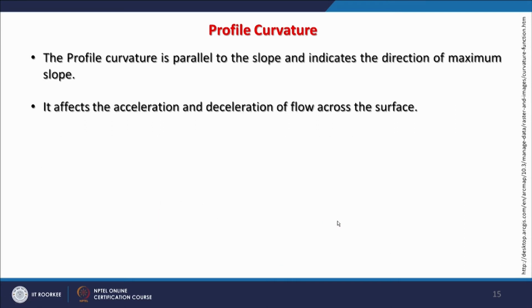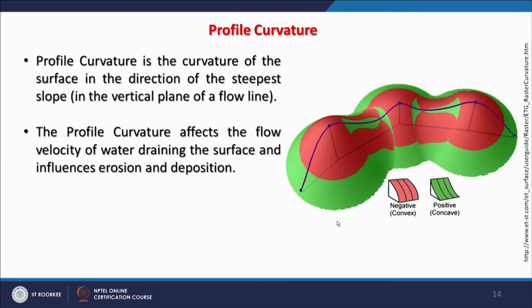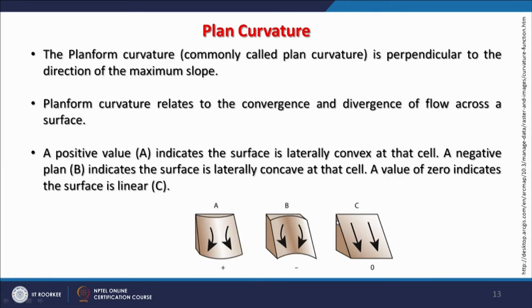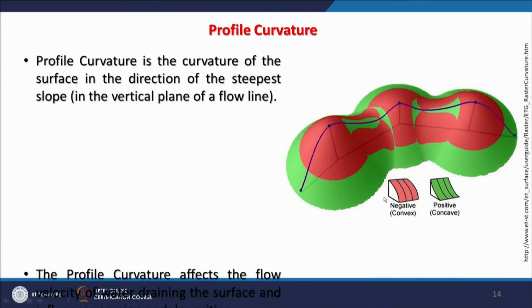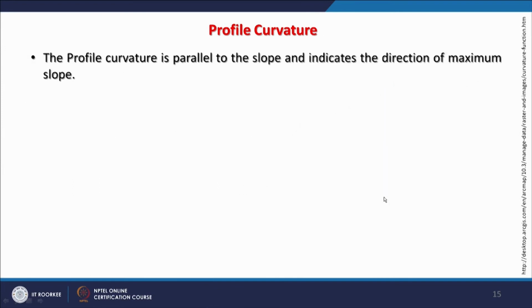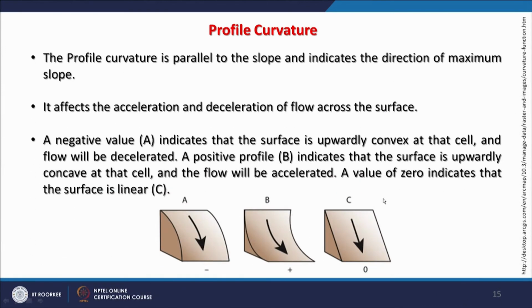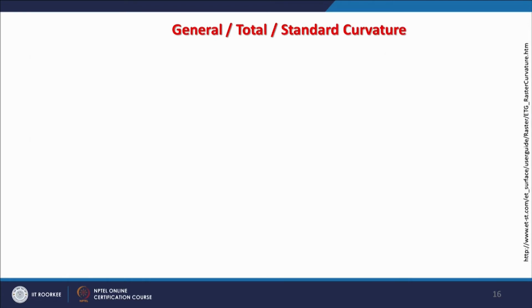So in case of plan curvature, the same scenario was there, that a value of 0 indicates the surface is linear. When you do not have any curvature, then in both cases, plan curvature as well as profile curvature, we will have a curvature value of 0.